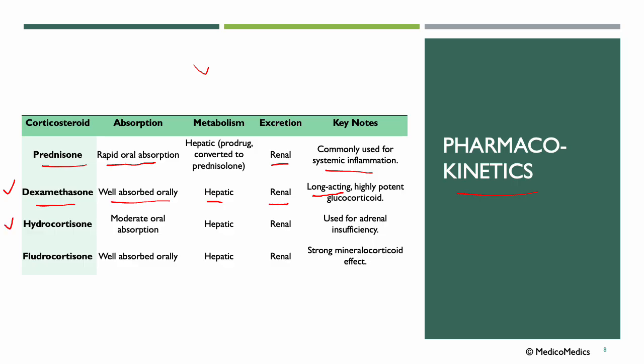Then we have hydrocortisone, which is the synthetic form of cortisol. It has a moderate oral absorption, often used in adrenal insufficiency, mimicking the natural hormones' diurnal rhythm. Then we have fludrocortisone, and due to its very strong mineralocorticoid activity, it's particularly useful in conditions like Addison's disease, where aldosterone replacement is needed. But all in all, you can see two recurring patterns here. All of these agents mentioned here undergo hepatic metabolism and renal excretion. And this should then tell you that liver and kidney function should always be considered during prescription.